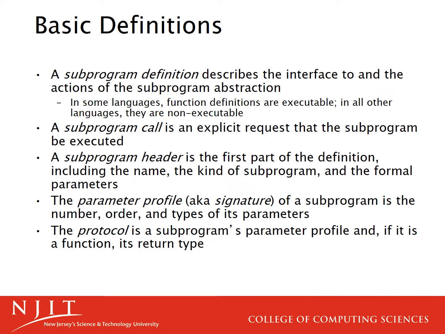parameter profile. And the protocol is the parameter profile and a return type. So the protocol for a function is the arguments that it takes and whatever it returns. So you know that a particular function, if it takes 2 integers and returns an integer, you know that. That's the protocol for accessing that subprogram. And frankly, as a programmer using that subprogram, that's all you need to know, and that's all you do know.